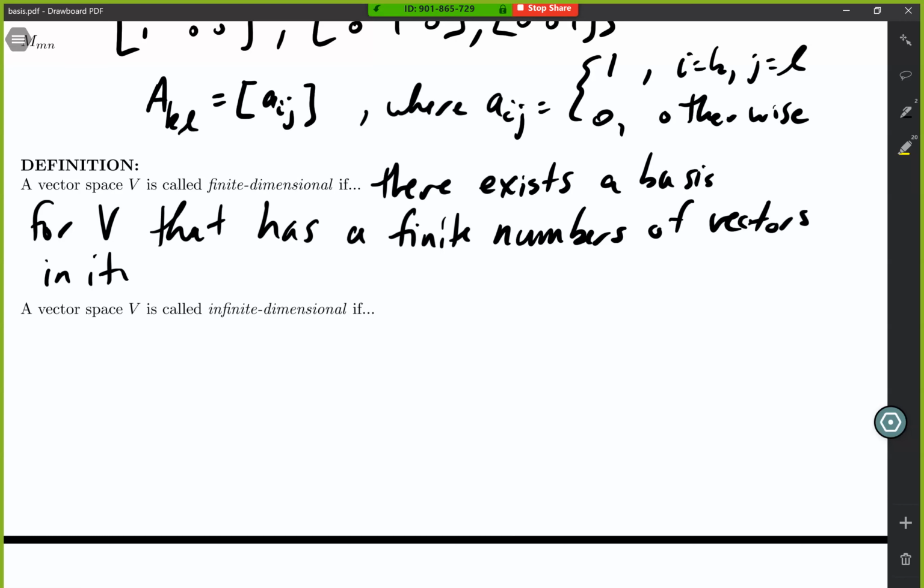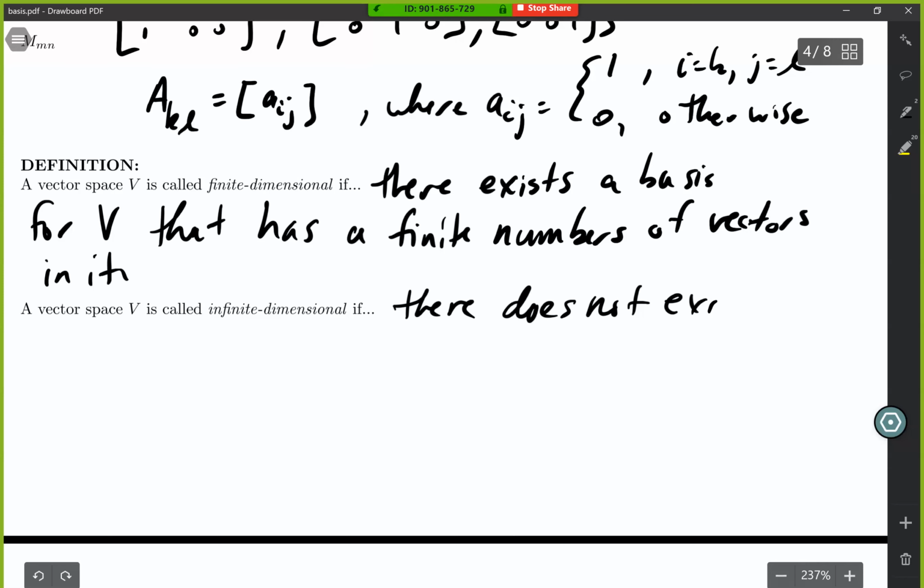So each of the vector spaces that we've talked about today have all been finite dimensional because they all have had a finite number of elements in a basis. So the definition for infinite dimensional, you can probably guess: if there does not exist a basis for V that has a finite number of elements.